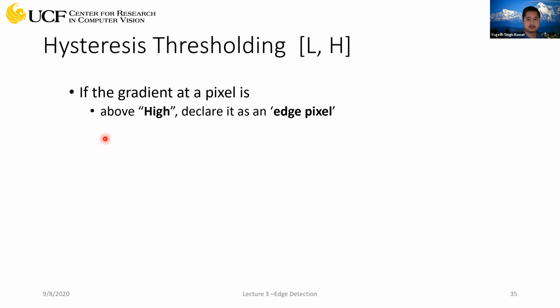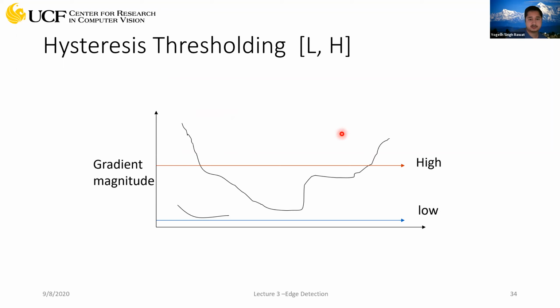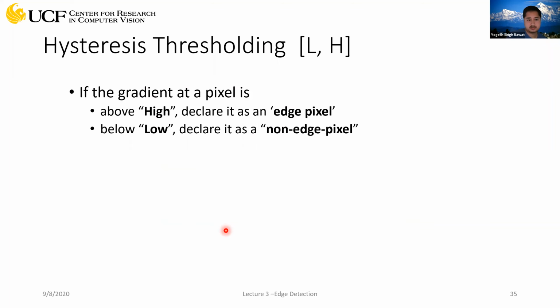So this is again whatever I explained, just in algorithm form. If the magnitude of the gradient at any pixel is above high, that will definitely be an edge pixel. Okay, that's simple. If it's below low, then definitely that's a non-edge pixel. So in the previous graph, if any of the edge magnitude is below this low, no matter what, that will be a non-edge. Now the interesting thing is when an edge is between low and high.